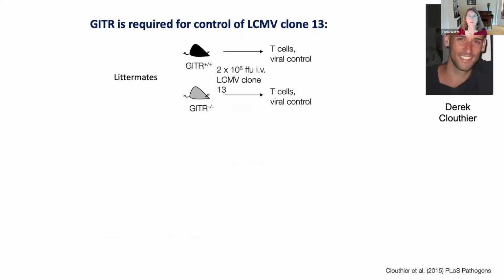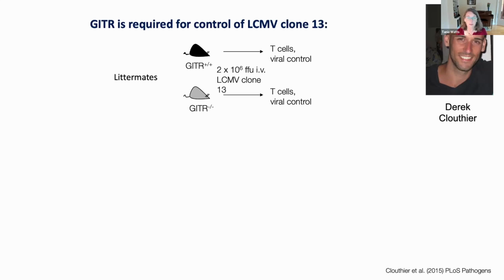So the first model we'll start with is LCMV clone 13, and we studied the role of GITR in this pathway by comparing wild type and GITR knockout littermate mice. This was the work of Derek Cloutier, a former PhD student in the lab. The first thing we wanted to do was find out if this really mattered to the control of infection. So he looked at the viral load as well as CD8 T cell responses that are known to control this infection.